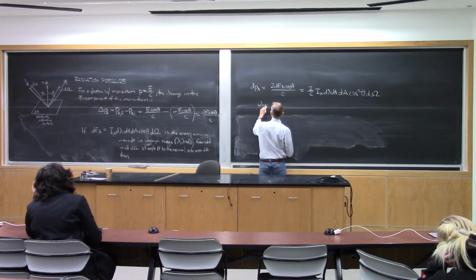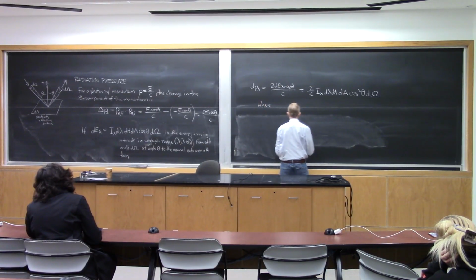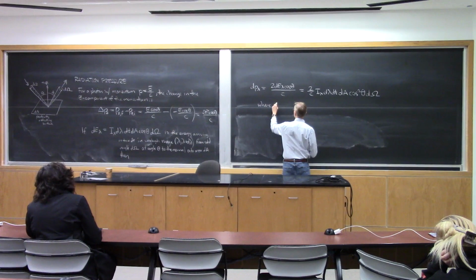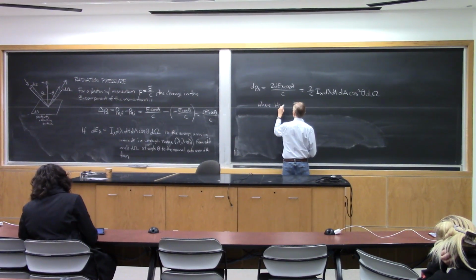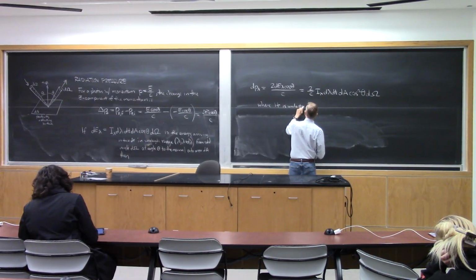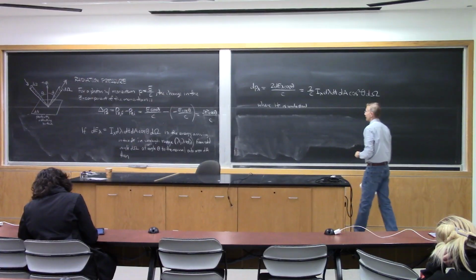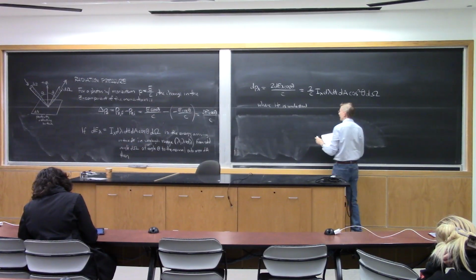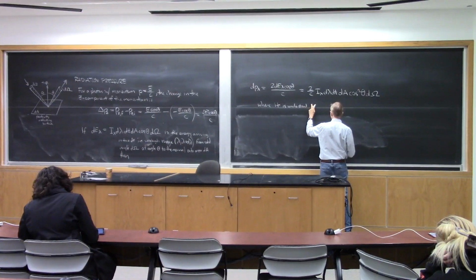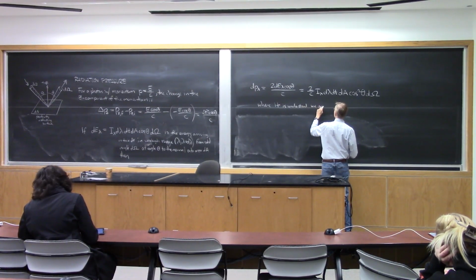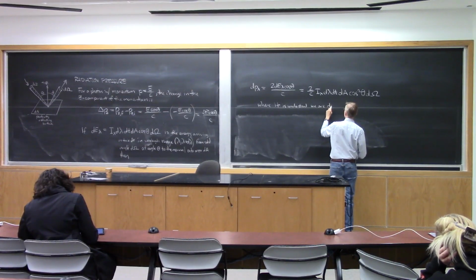where it's understood that we're talking about the component of momentum normal to the surface, the z component here. So even though I'm not saying dp lambda sub z or anything like that, it's understood here that we're discussing the component of momentum normal to the surface.